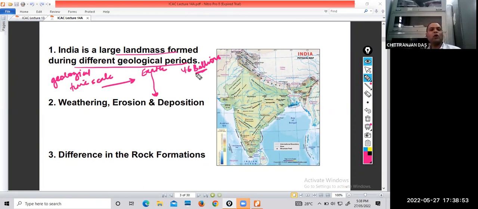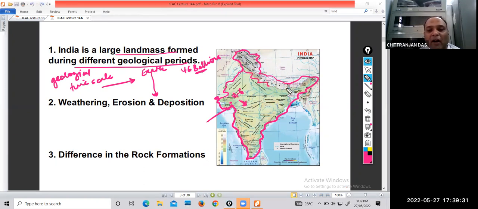Okay, so from 4.6 billion years to the present, you can imagine that from that era so many geological activities might have been taking place on the surface of the earth. Agree, yes or no? Yes, sir. ठीक है. So if we take India as a landmass, imagine that from 4.6 billion years to the present, many different activities might have been taking place in different parts of India. Agree, yes or no?